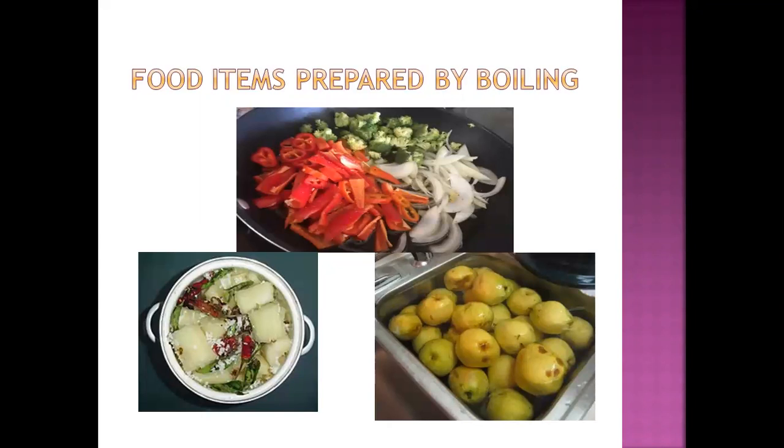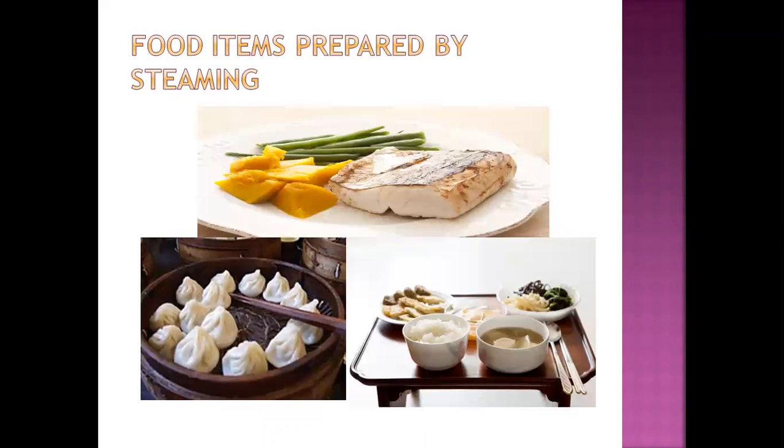So now food items prepared by boiling. Maybe you could just boil some potatoes or some fruits. Some people have the fruits just a little boiled. Then some vegetables or some fish, you can have it just boiled. Then food items prepared by steaming. Here you have examples like momos and maybe some fish or some vegetables. You could just steam it. Maybe rice also is just steamed. Some idlis, dhokla, all this is also steamed.